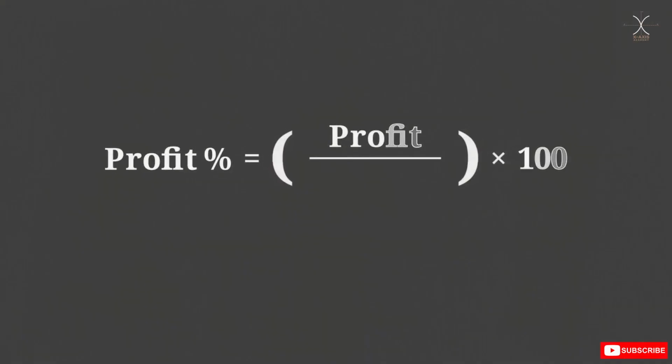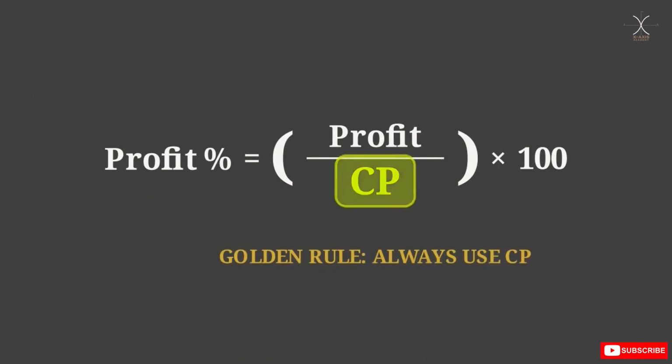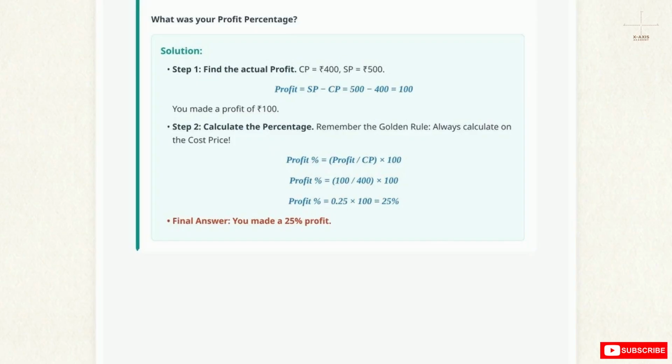To find the profit percentage, we have to follow a specific mathematical requirement. In business, percentages are always calculated relative to the amount you originally spent, the cost price. Applying this to our comic book, we take our profit amount, divide it by the cost price, and multiply by 100. That is 100 divided by 400 times 100. Because we are measuring against that initial 400 rupee investment, we arrive at the correct result, a 25% profit.